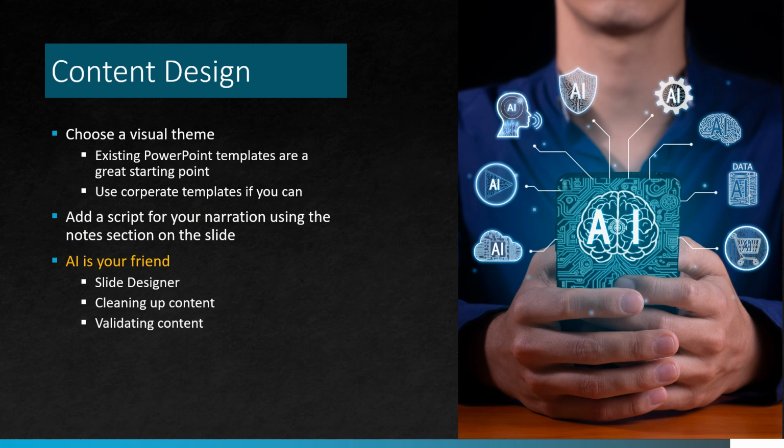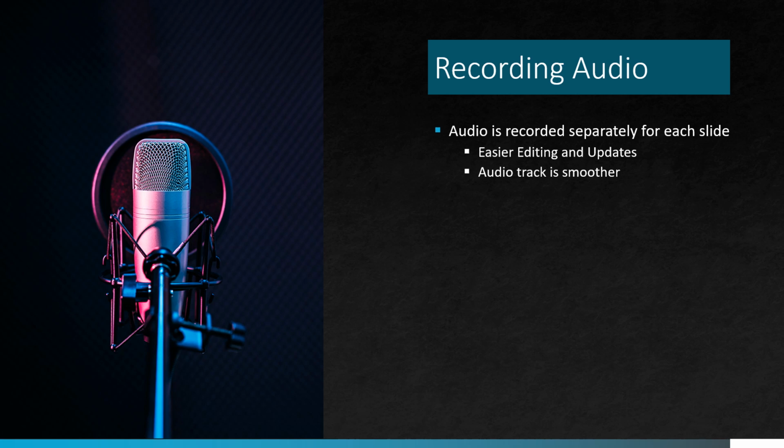A good pro tip to remember here is that AI can be very helpful in content design. The slide designer embedded in PowerPoint can increase the impact of your slides while saving time. Similarly, tools like ChatGPT, Microsoft Office Copilot, or Google's Bard can help validate content and make your narration scripts more succinct. Once you've created your visual content and narrative notes, it's time to record your audio.